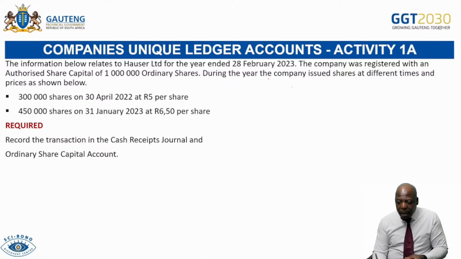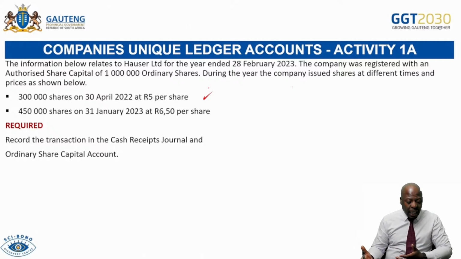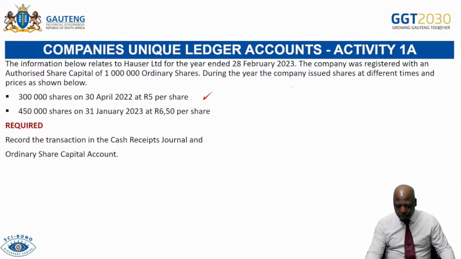The company was registered with an authorized share capital of 1 million. Remember, we spoke about the authorized share capital already. During the year, the company issued shares at different times and prices as shown below. Now record the transaction in the CRJ and ordinary share capital account. So what we want to do is to record these separately, and we see how they can be recorded. Okay, let's go and see.